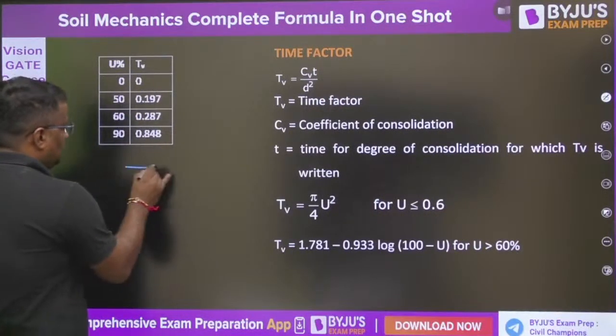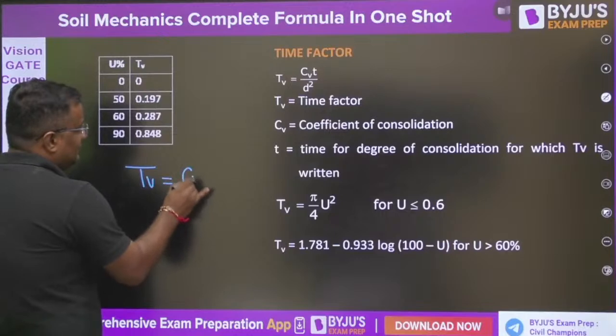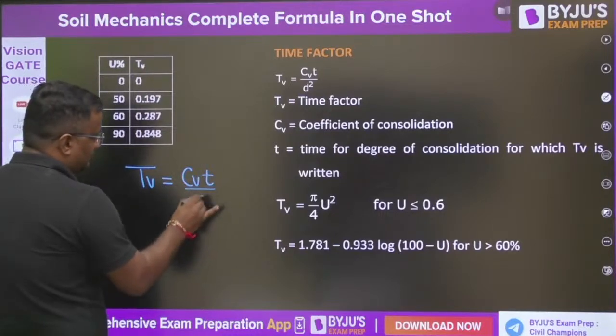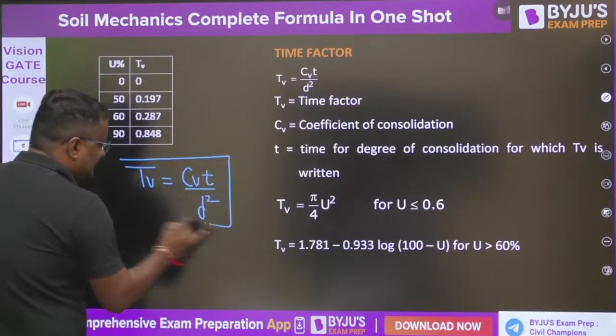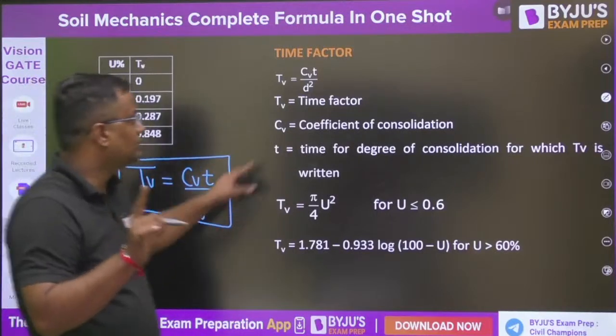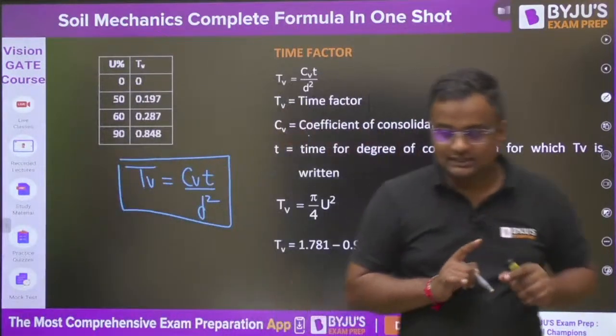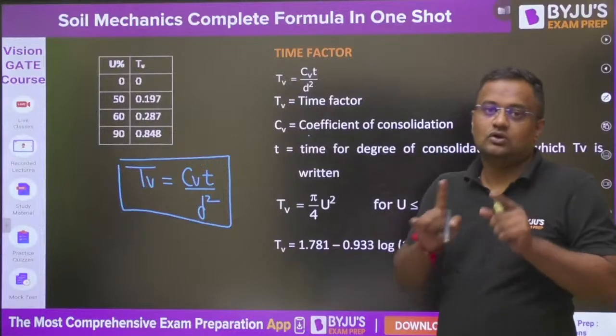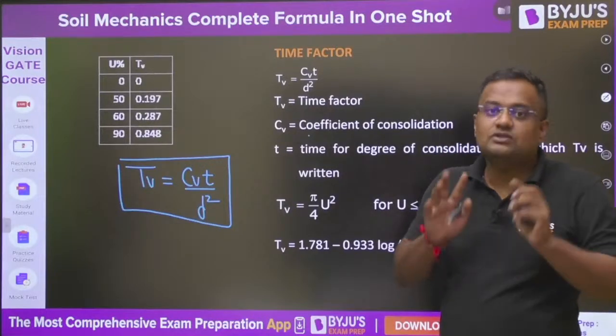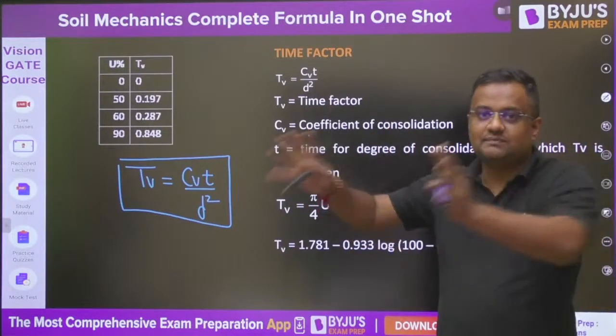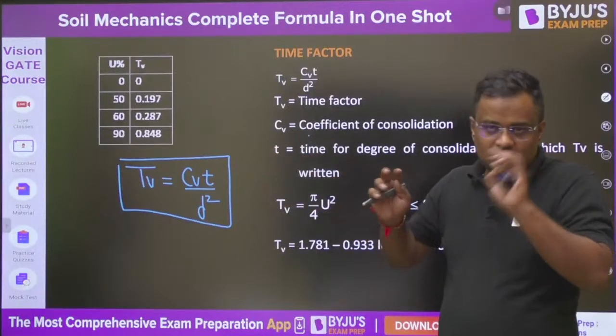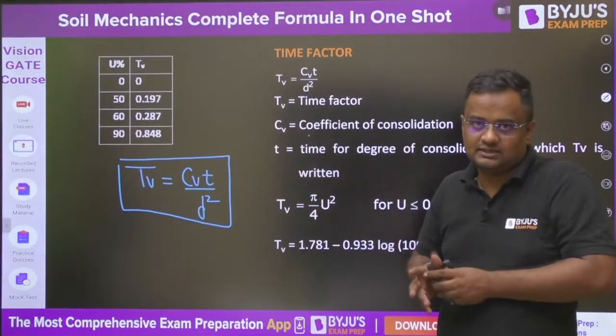Tv is equal to Cv into t by d squared. Now, what is Cv? Cv is the coefficient of consolidation that depends only on soil. That depends on soil, meaning for clay, Cv will be something for a particular site. For sand, Cv will be something for a particular site. Cv will be the same.